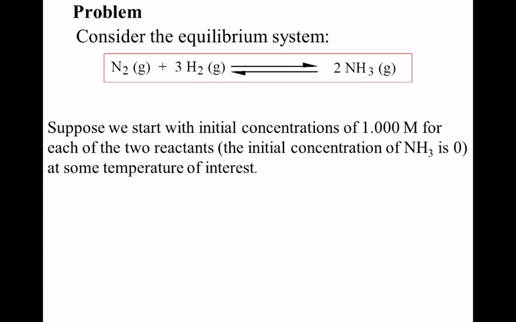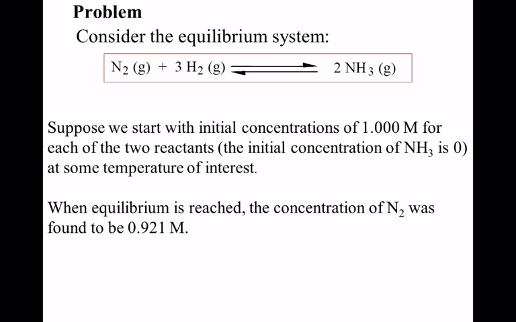Okay. Initial concentration for ammonia is 0. Now, notice that that's in parentheses. If they went ahead and started the problem, suppose we start with initial concentration of 1.00 for each of the two reactants at some temperature of interest, and then went ahead and did the problem, you would have to know that since they didn't say anything about the initial concentration of the product, there was none. Okay, so it's a subtle thing.